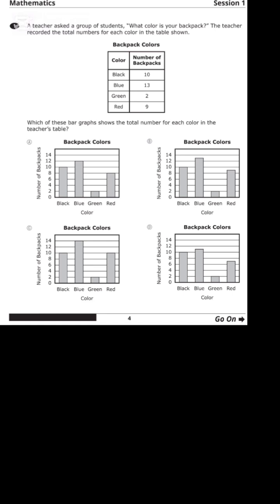So this question now requires us to find out which of these bar graphs shows the total number for each color in the teacher's table. So to answer this question effectively, we have to analyze each of the graphs and ensure that the graph tallies with the table we have as given in the question. So let's begin with option A.